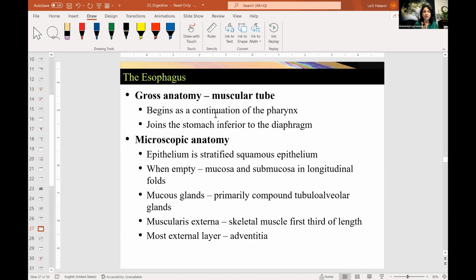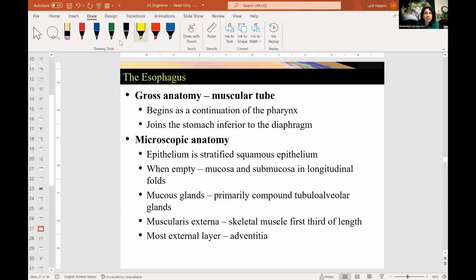Some part of the esophagus is found in our neck. Most of the esophagus is found in our thorax, behind the heart and behind the trachea. And then a short part of the esophagus is found in our abdominal cavity, so it has to pass through the diaphragm. It pierces the diaphragm and then attaches to the stomach. If you look at the esophagus under a microscope, you can find four layers: the mucosal layer, the submucosal layer, the muscularis externa, and then the adventitia, which is the most external layer.